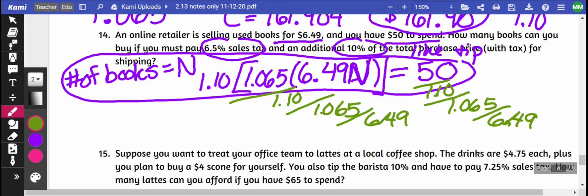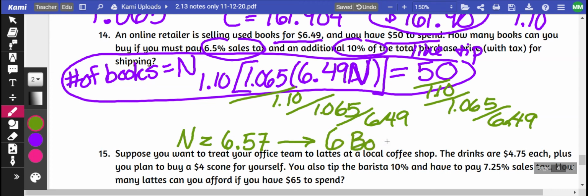I'm going to take that 50 divided by 1.1, divided by 1.065, divided by 6.49. And I get n equals 6.57. And this is the number of books that we can buy. We want to make sure we have enough money, so we'll round down. So 6 books.